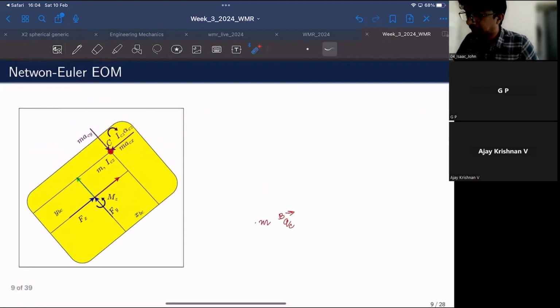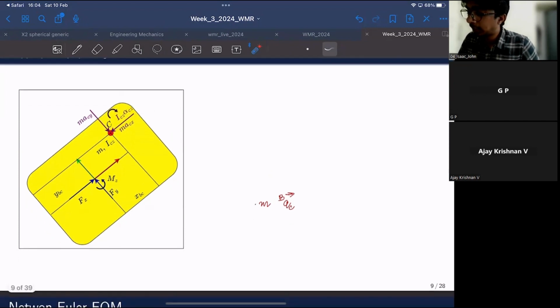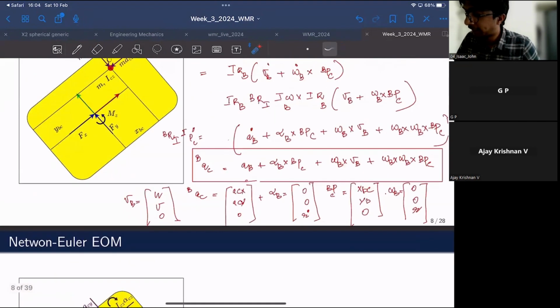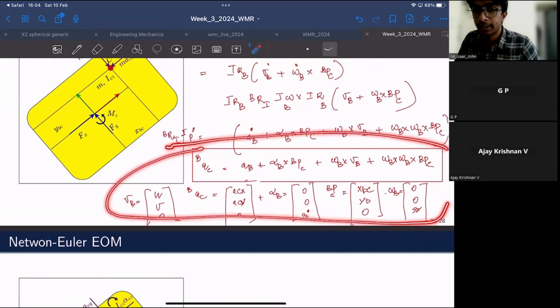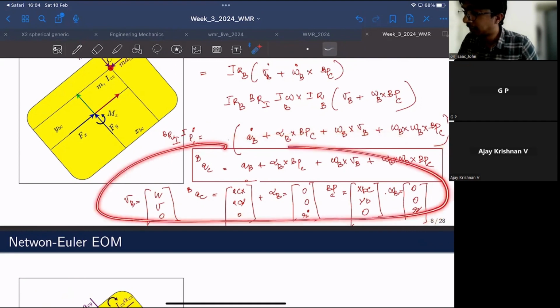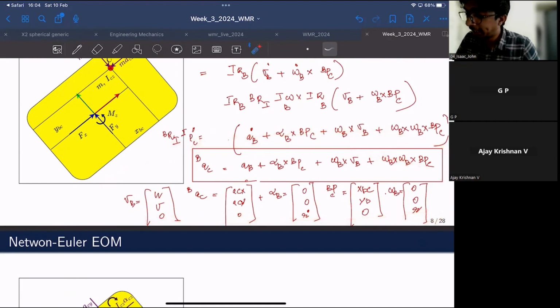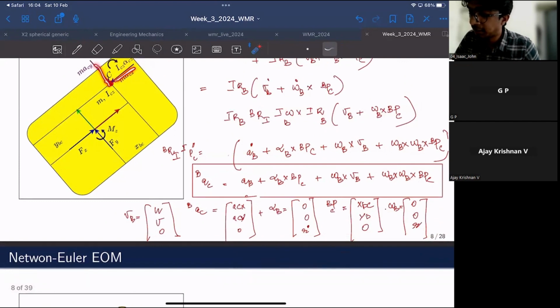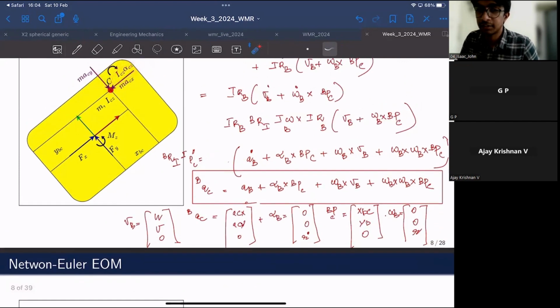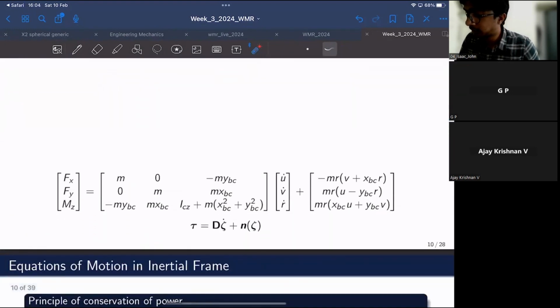So again, this is nothing but taking the moment of MACX, MACY, and the moment contributed by this term, so all the moments about this point. If you substitute this ACY and ACX from this final vector that we have derived here, the first two components of this vector will give you the Fx and Fy. And if you take the moments of MACX, MACY, and this ICZ alpha CZ about the body frame of reference, you will end up with the third equation.